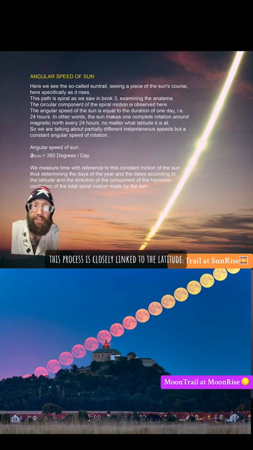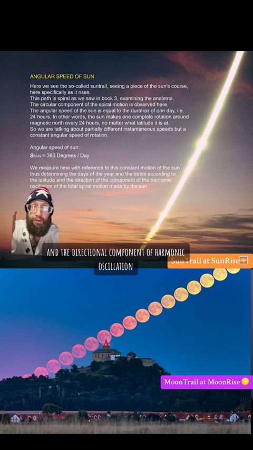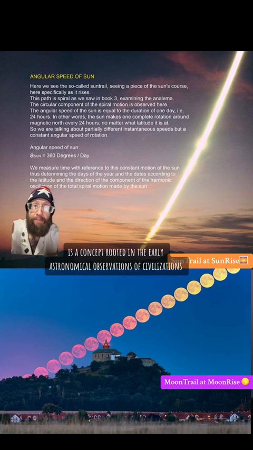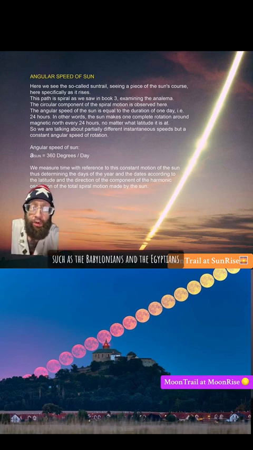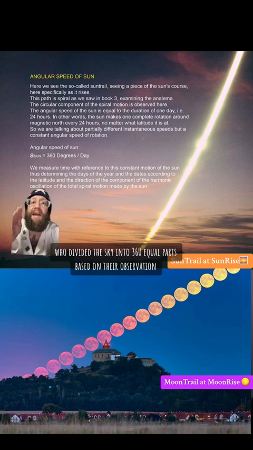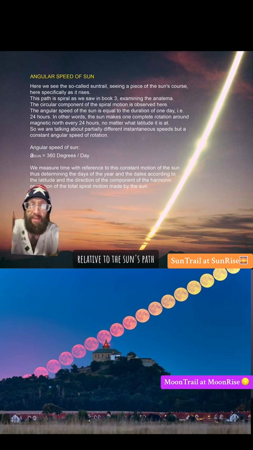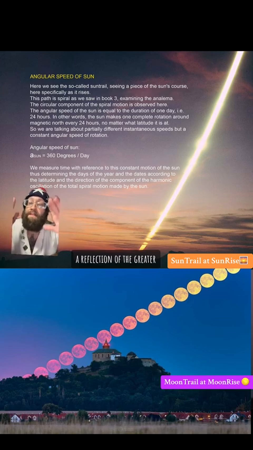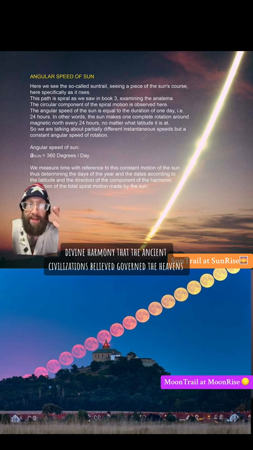This process is closely linked to the latitude and the directional component of harmonic oscillation within the sun's overall spiral motion. The complete circle of the horizon is a concept rooted in the early astronomical observations of civilizations such as the Babylonians and the Egyptians, who divided the sky into 360 equal parts based on their observation relative to the sun's path. The regularity of this motion was seen as a manifestation of cosmic order, a reflection of the greater, broader divine harmony that the ancient civilizations believed governed the heavens.